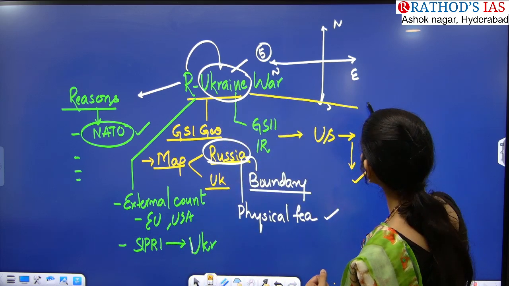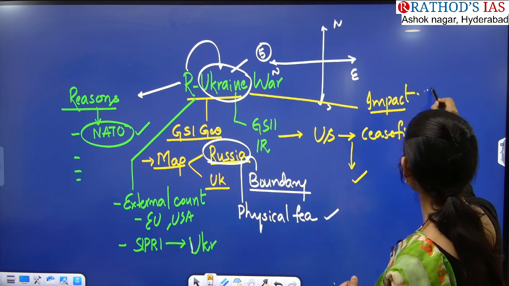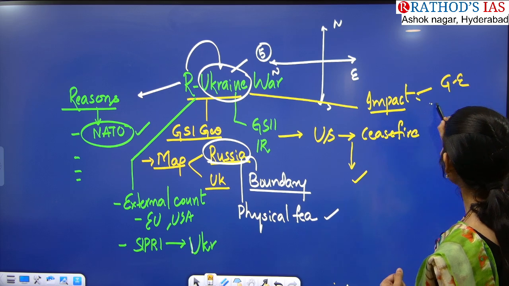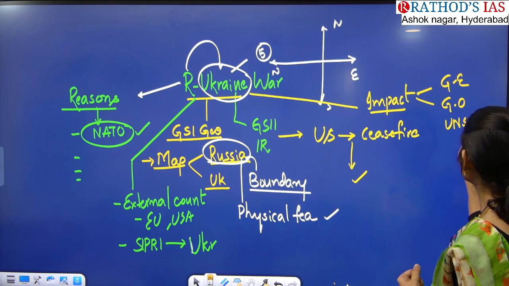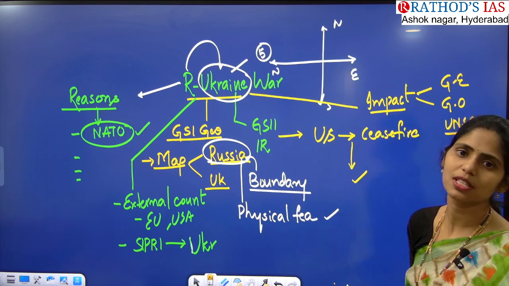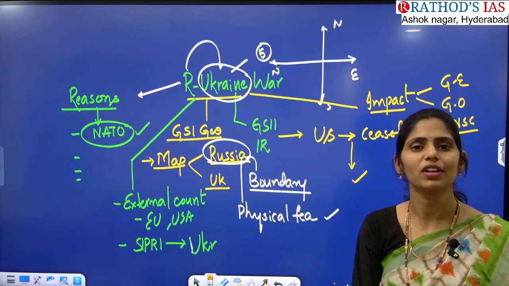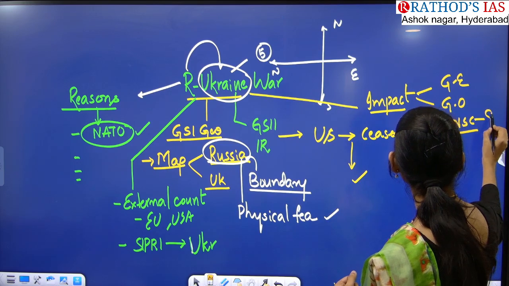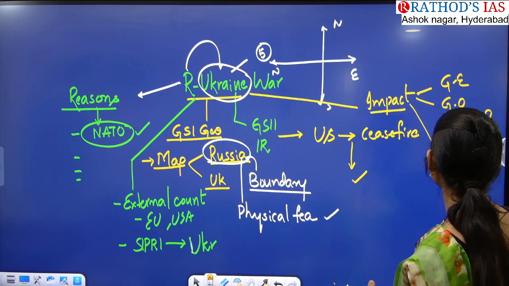Then you have to see what the impact of this war is. The impact on the global economy, and the impact on global organizations like the United Nations Security Council. The United Nations Security Council is losing its prevalence and prominence because it is not stopping the war between Russia and Ukraine. How is it getting affected? And not only that, how is it affecting supply chains?